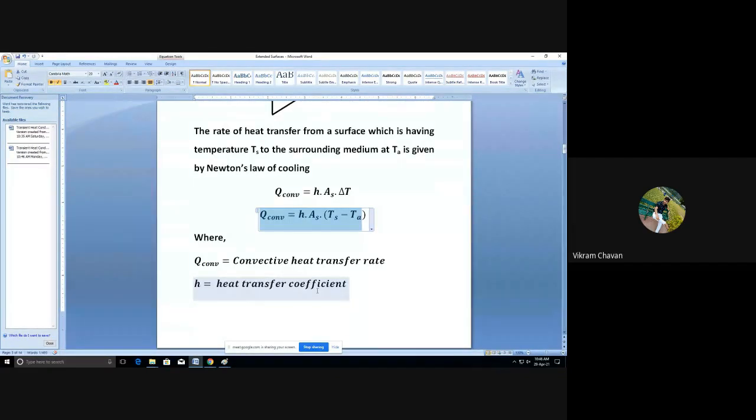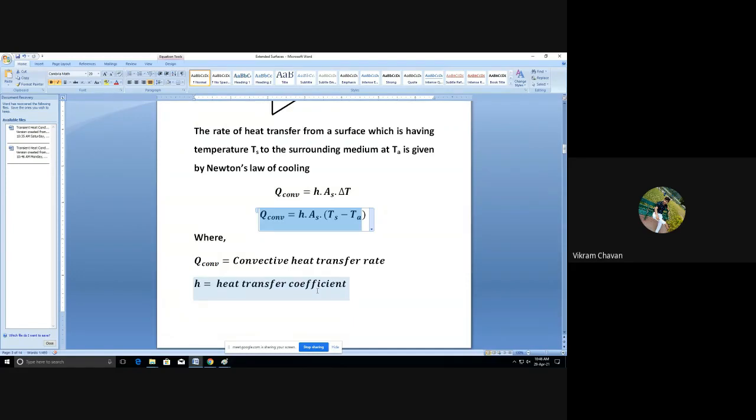Where Q convection is the convective heat transfer rate, h is the heat transfer coefficient, As is the available surface area for the convective heat transfer, Ts is the surface temperature of that particular body, and Ta is the surrounding temperature or the environment temperature.